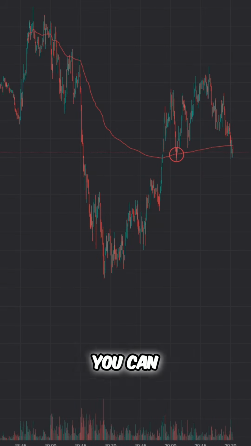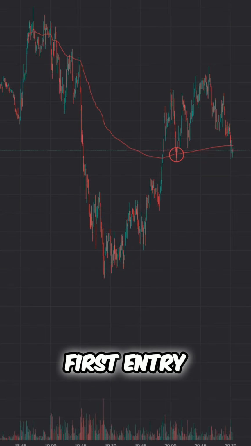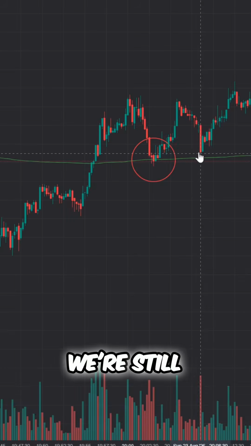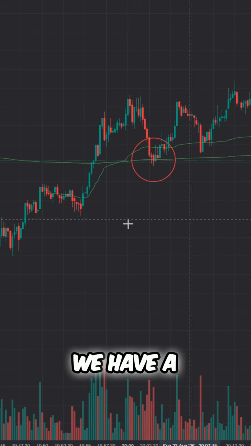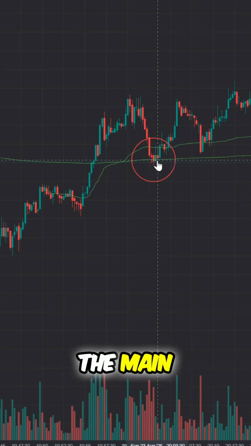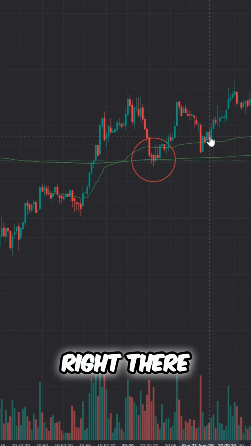The market goes above that, you can actually buy right there. That was my first entry. Right exactly there, and then I scaled off at the double top. Then I rebought here. We're still hanging out above it there. We have a secondary trend right here. Market briefly tested below it, but it was testing the main downtrend. Came back above, you can buy right there.